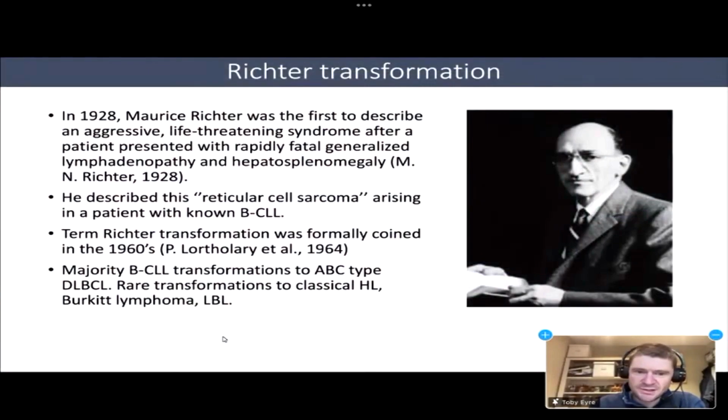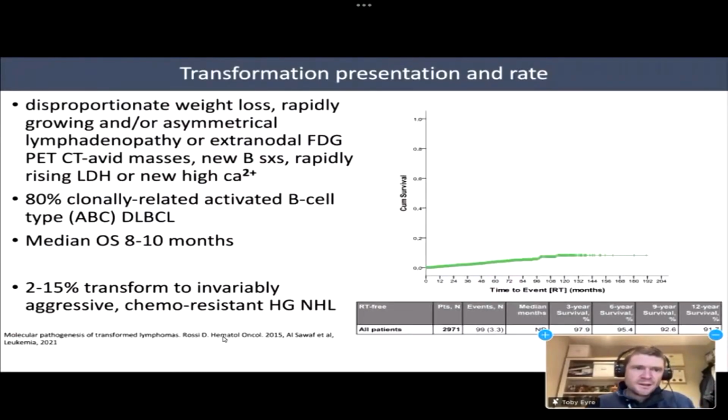Most of the transformations are to an activated B-cell type or non-GC type diffuse large B-cell lymphoma, but of course you can rarely transform to Hodgkin type Richters and also very rare other entities as well. The patients we should suspect Richters in are patients with CLL who develop disproportionate weight loss, rapidly and asymmetrically enlarging lymphadenopathy, extranodal disease, or a rapidly rising LDH or a new high calcium or necrosis on a CT scan. A combination of those factors makes you concerned.